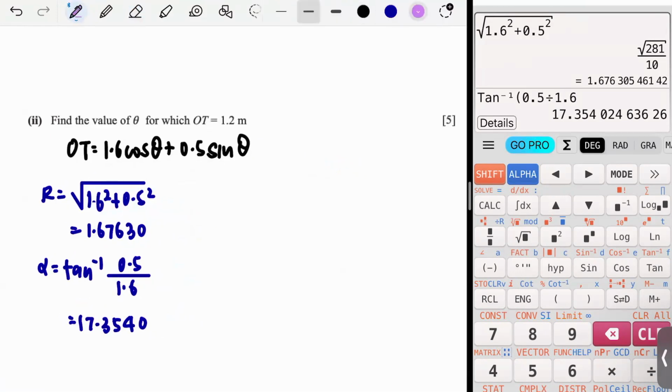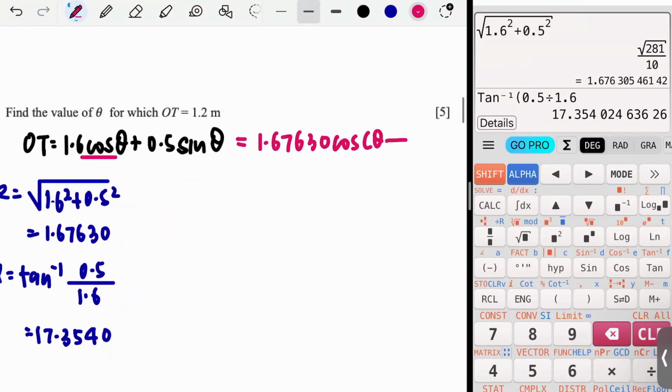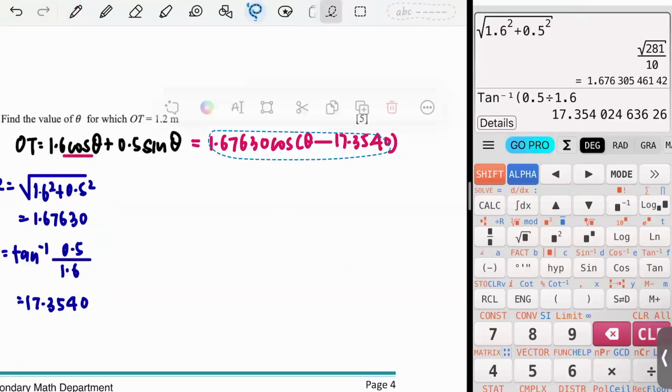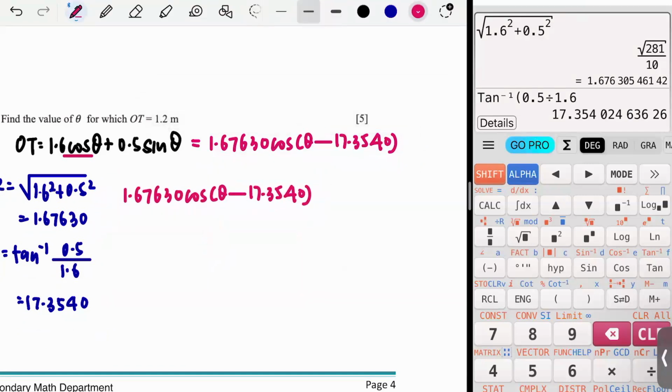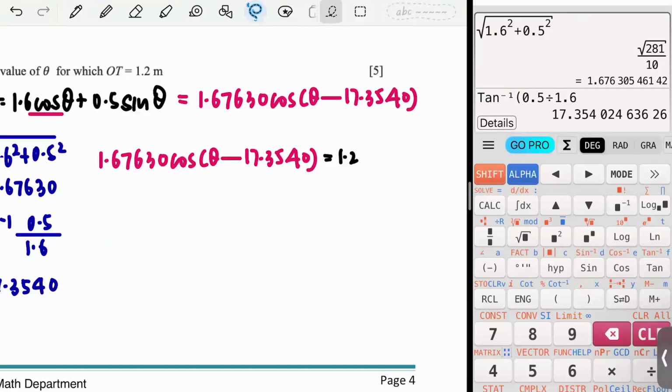So for this one here, I'm going to do it in red so it catches your attention. R, okay, which trigo are you going to use? Use the first one. So cosine. What did I teach you about cosine? The sign will always be opposite. So theta minus 17.3540. Okay, so now you have rewritten OT. We can solve it now. So when we try to solve it, okay, slowly bring over. All right, so first, bring this over, becomes a divide.